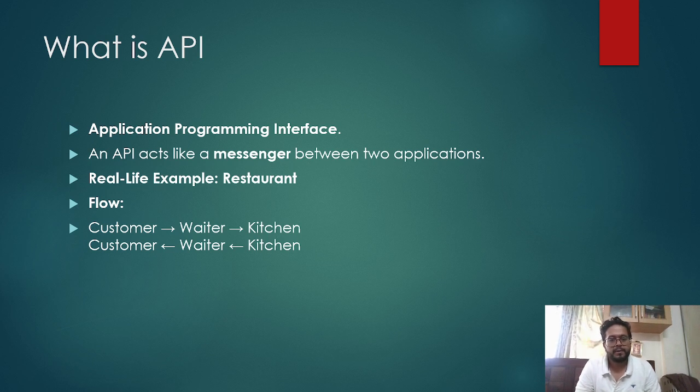A real life example is the restaurant. The flow is like the customer will order, the waiter will take the order and it will go to the kitchen. Once the food is prepared, it is taken from the kitchen to the waiter and to the customer.